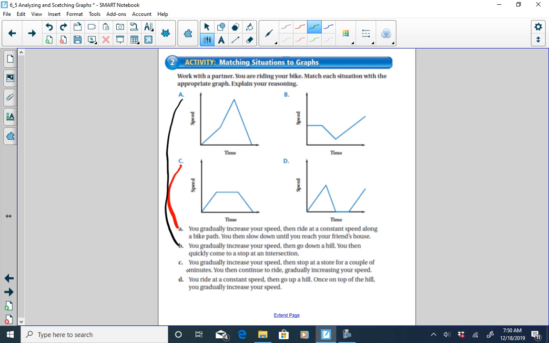Let's look at answer or choice C. You gradually increase your speed, then you stop at a store for a couple of minutes, then you continue to ride, gradually increasing your speed.